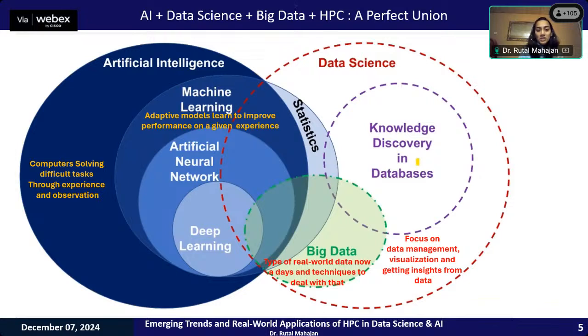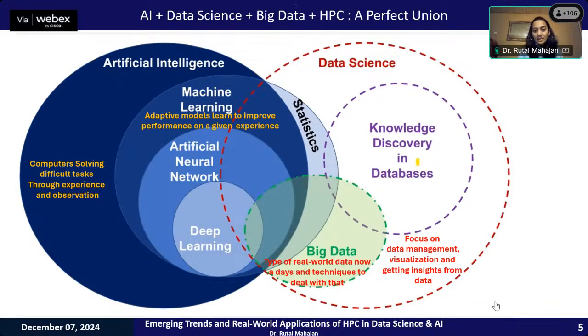Within that, machine learning includes adaptive models that learn to improve performance on the given experience. It means it learns from the experience in the given data. So that is, we can say, one task inside artificial intelligence. There are many other categories like artificial neural networks and deep learning, which are different techniques we can use in artificial intelligence, AI.